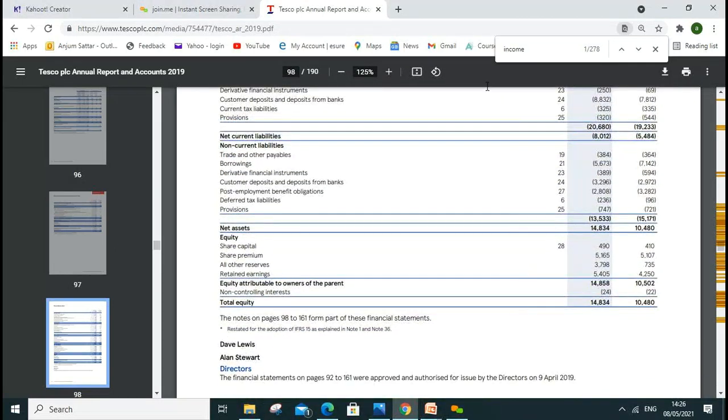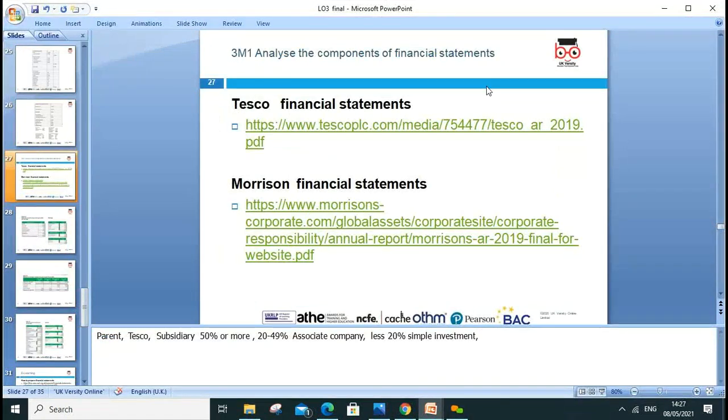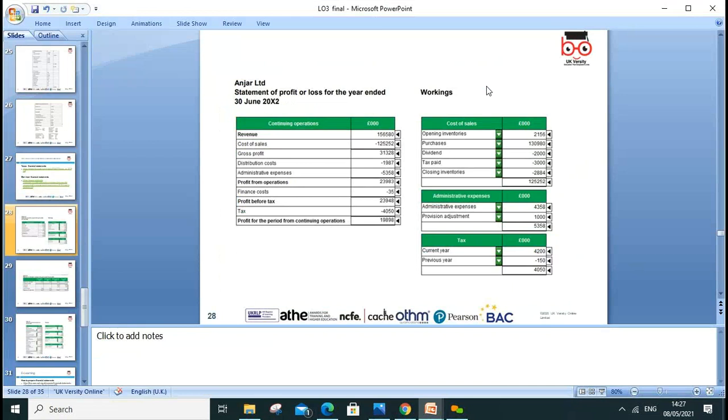The net asset figure is always equal to the equity figure. So always the accounting equation: net assets always equal equity. Equity means the share capital or investment in the business. So that's all for this, and you can look around at other companies.